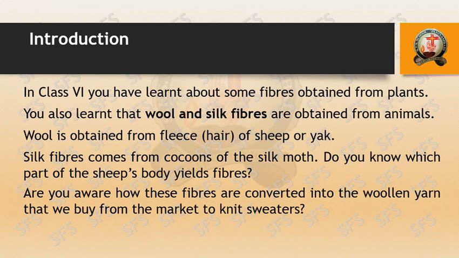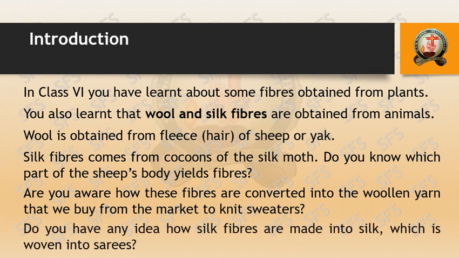Okay, so are you aware of how these fibers are converted into fine fabric for sweaters, which keeps you very, very hot during winter, right? So sweaters and all, how do we get them, from which part of the animal do we get them? We are going to find out the answers to all these questions in this chapter. And do you have any idea how silk fibers are made into silk, which is woven into saris? So all these questions about silk processing, about processing of wool, we are going to get the answers from this chapter very clearly.